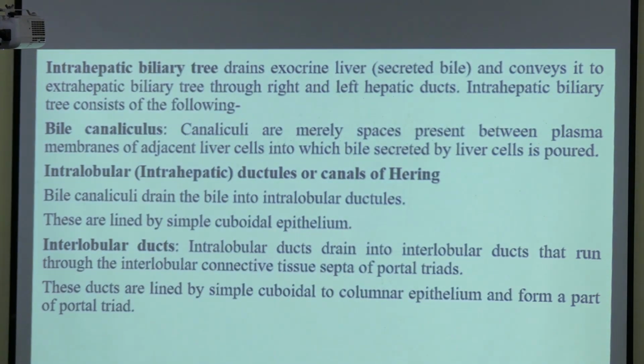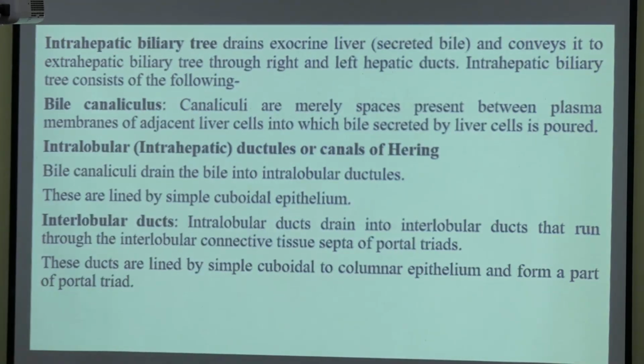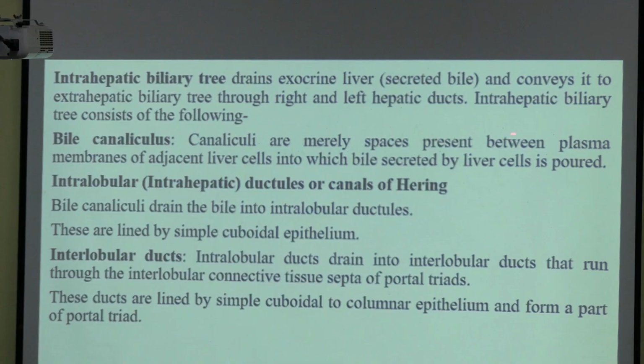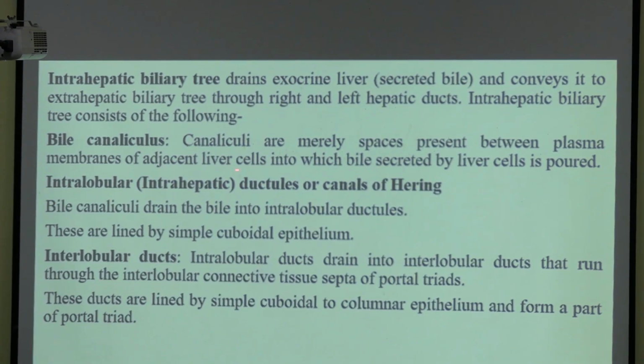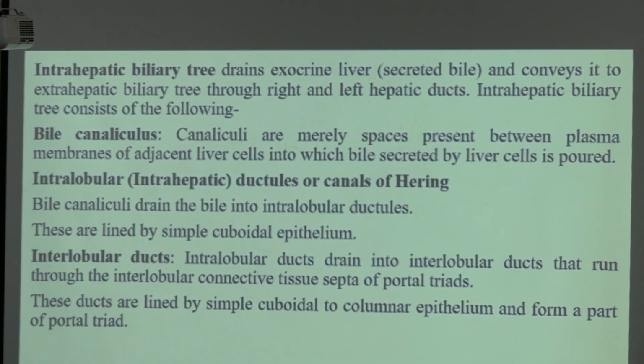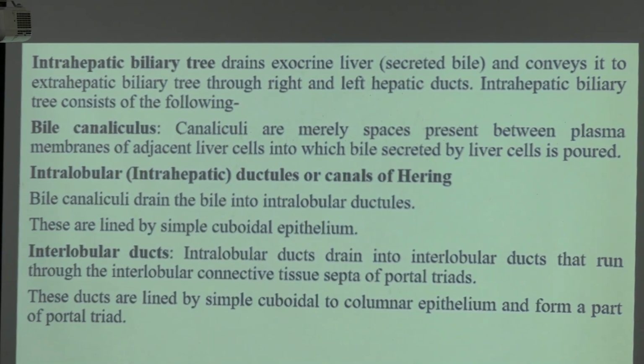Now the intrahepatic biliary tree consists of the bile canaliculus. The canaliculi are merely the spaces present between the plasma membranes of adjacent liver cells. So how are the bile canaliculi formed? These are formed by the spaces present between the plasma membranes of adjacent liver cells, where the bile is poured directly. After producing, bile is poured directly into the bile canaliculus. Okay? From there, how will it pass?